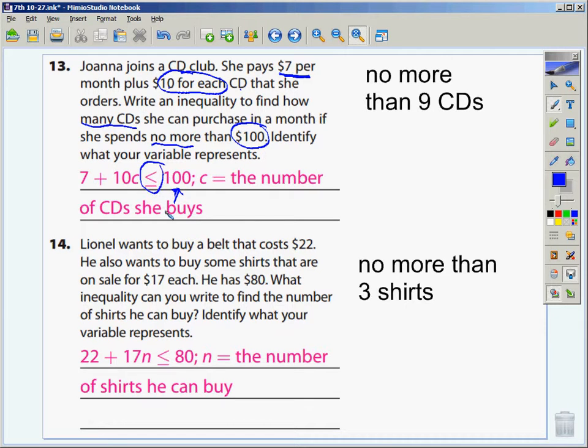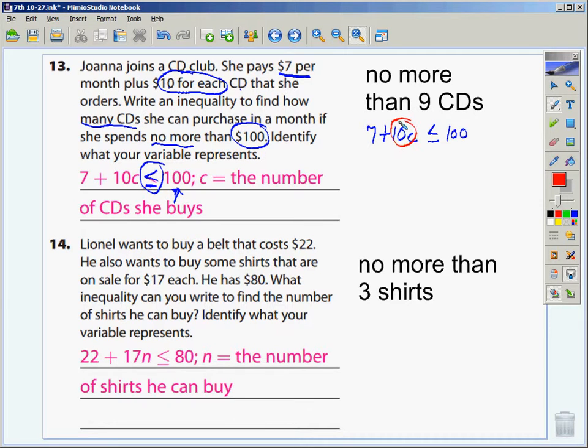Then I figure out what I'm going to put in between them. Can she spend 100? She has 100 to spend. She could spend all of it, couldn't she? So it could be equal. Can she spend more than 100? No. She only has 100 to spend. That's why it says less than or equal. 7 plus 10C is less than or equal to 100.